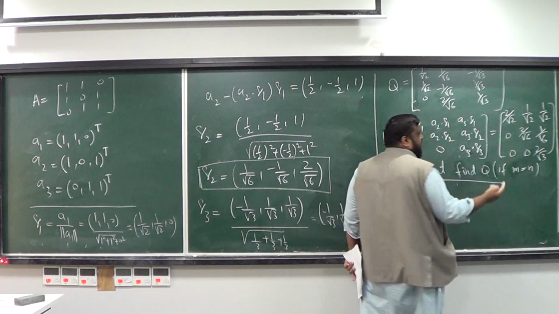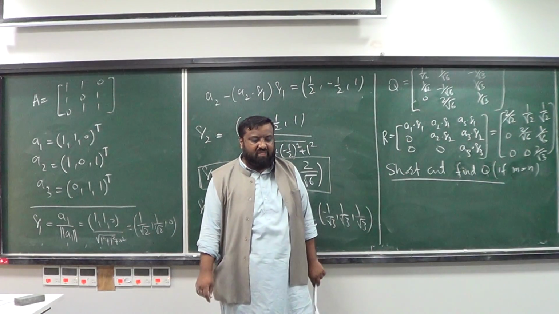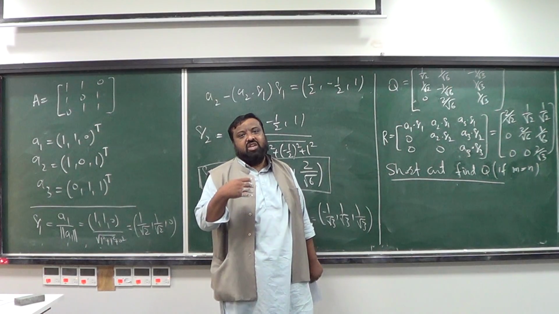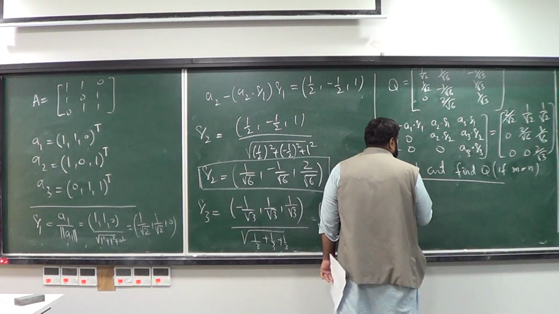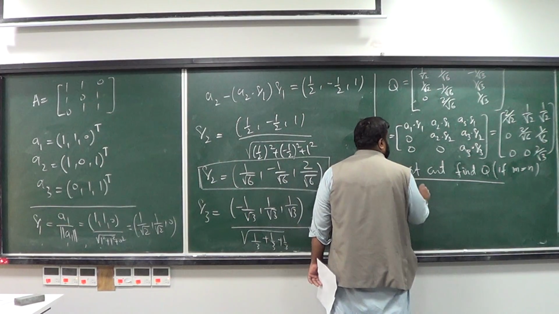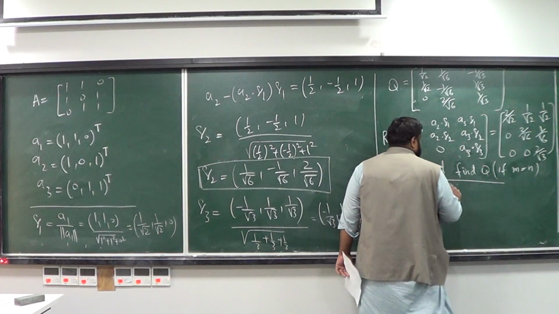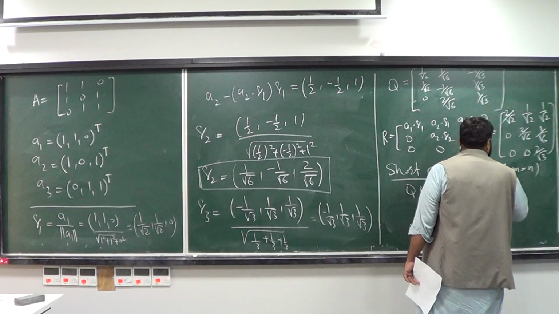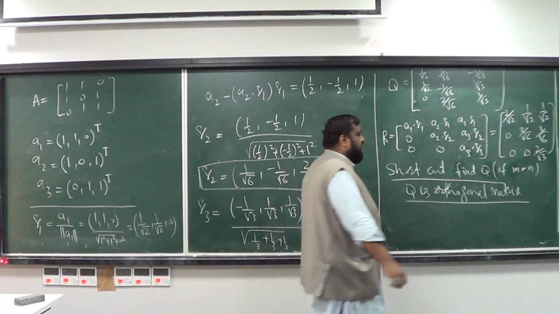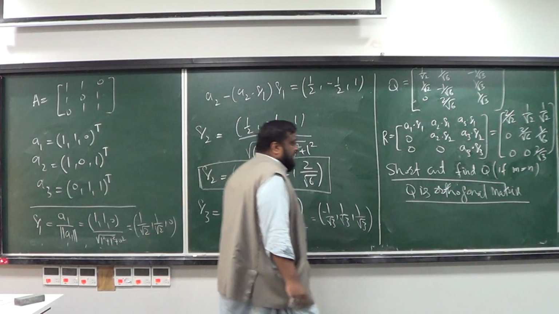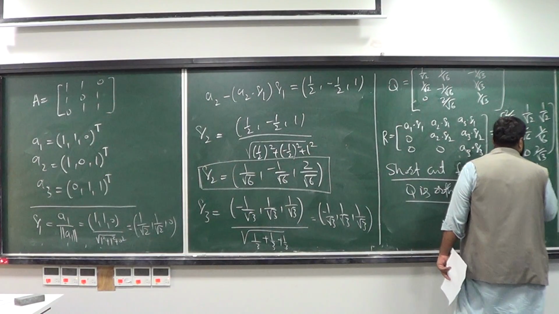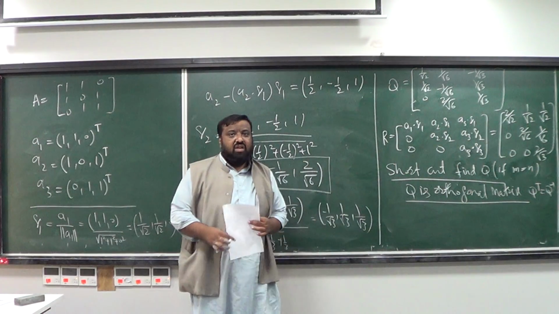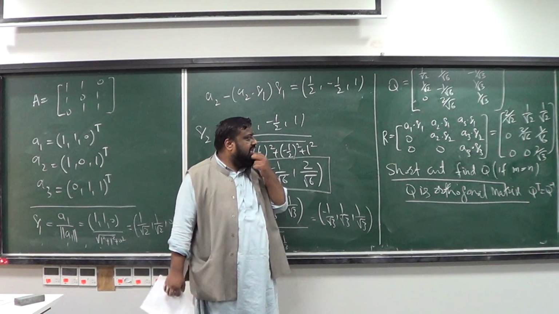When M is N, Q would be a unitary matrix, and if its entries are real, then this unitary matrix would basically be an orthogonal matrix. So Q is really an orthogonal matrix. Okay, Q is an orthogonal matrix, that is, Q transpose is equal to the inverse of Q.